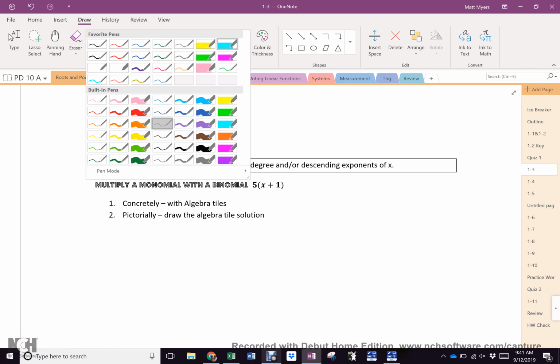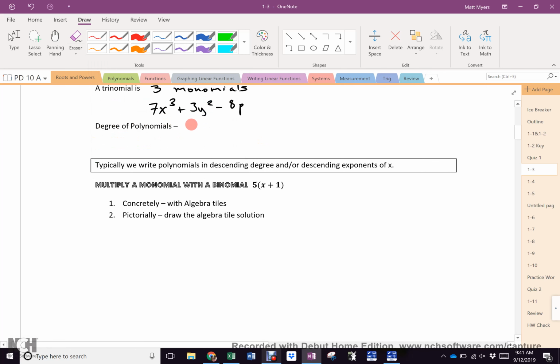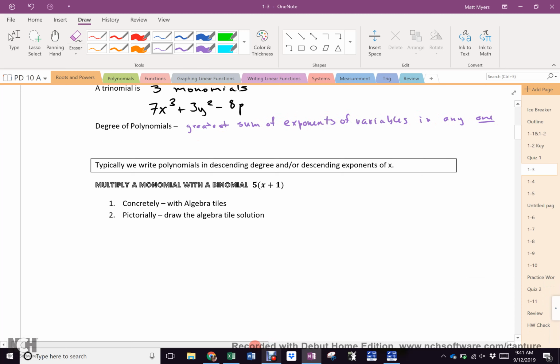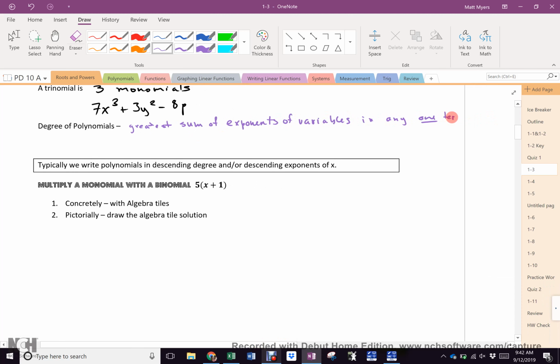I'm feeling mighty purple. The degree of polynomials is the greatest sum of exponents of variables in any one term. Whew! That's a really lot of words to say something that's actually very simple to see.